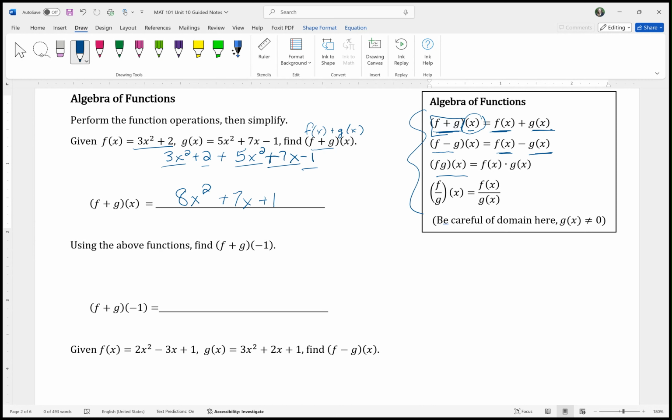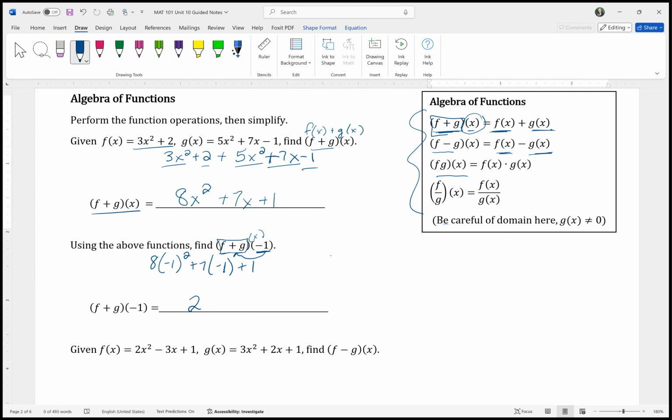It says using the above functions, find f plus g of negative 1. So we have already found f plus g of x. This is basically saying x is now negative 1, and we want to plug that into f plus g of x. We're just going to take negative 1 and plug it in. So this would be 8 times negative 1 squared plus 7 times negative 1 plus 1. So remember, negative 1 squared is just positive 1, so that would just be 8. And 8 minus 7 is 1, and 1 plus 1 is 2. So that is one way that you can work this problem.